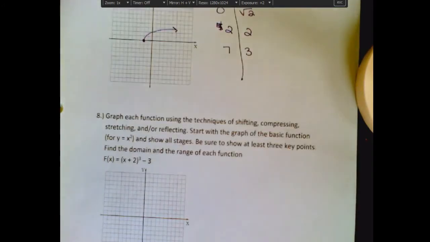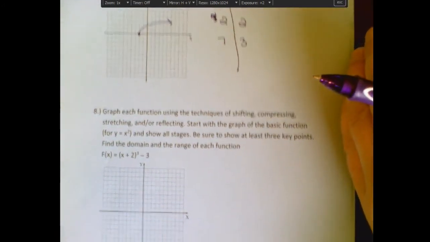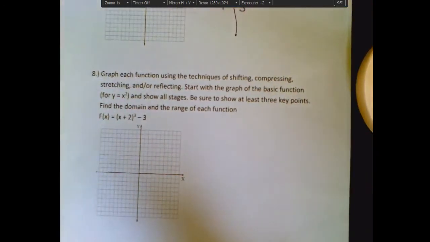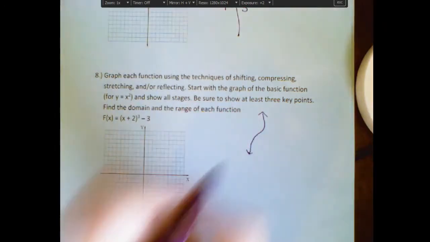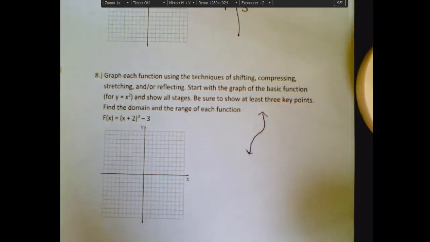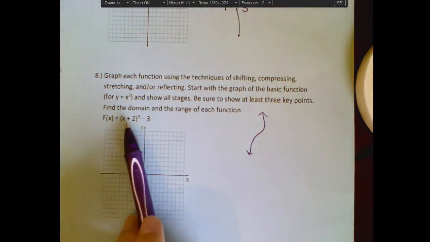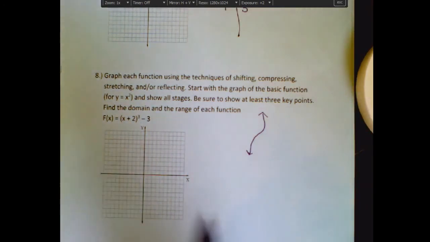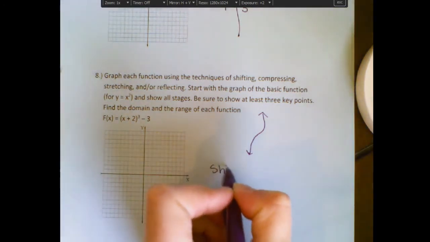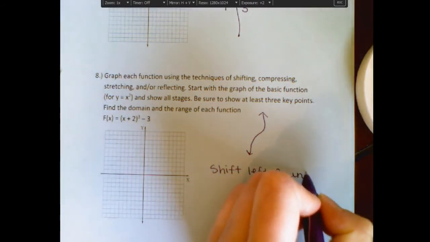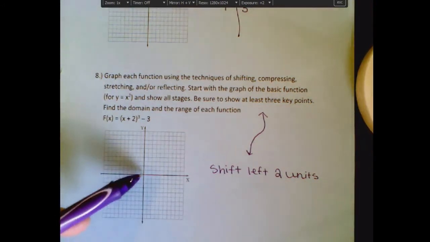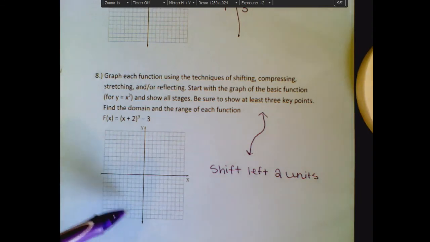Graph this one. We have all kinds of things happening here. First thing, a cubed function looks like this, right? I am going to say the first thing that happens is that it is shifted left 2 units. So if my original looked like that and it was here, I'm going to go 2 units to the left. Looks like that.